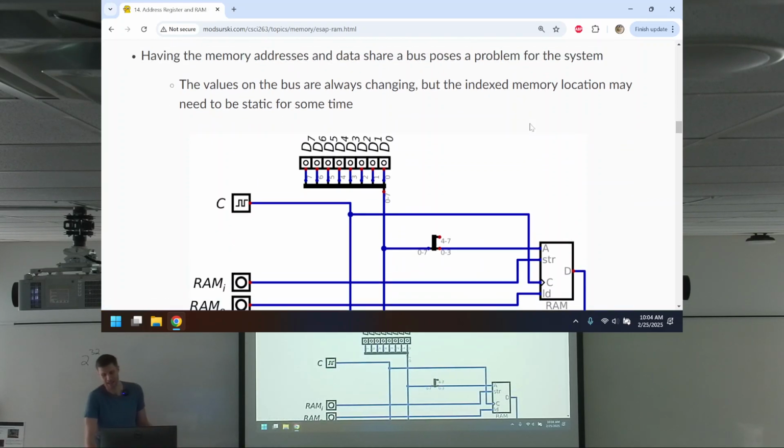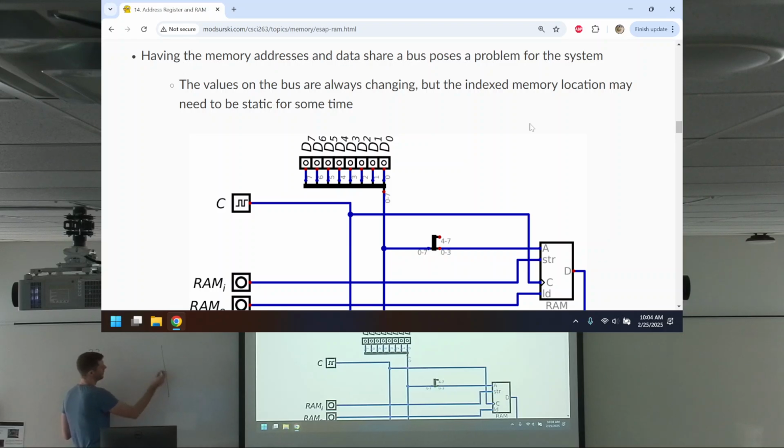So, having memory addresses and data share a bus poses a problem for the system, because the values on the bus are transient. They are designed to be transient. The value I have on the bus is only supposed to be there temporarily, right? So imagine, here's my goal. I've got data in RAM, okay? I want to output the value stored in memory address 2 from RAM, okay? We have a shared address and data bus.